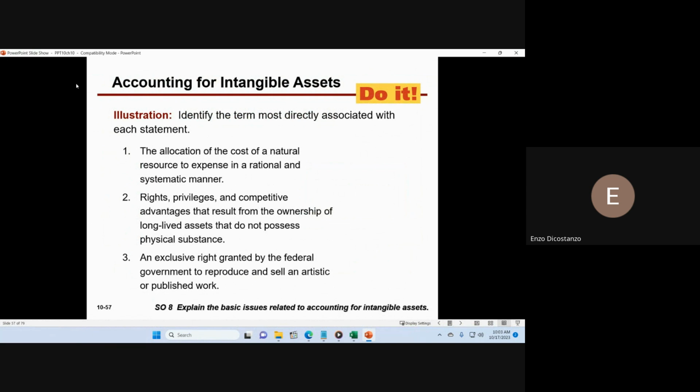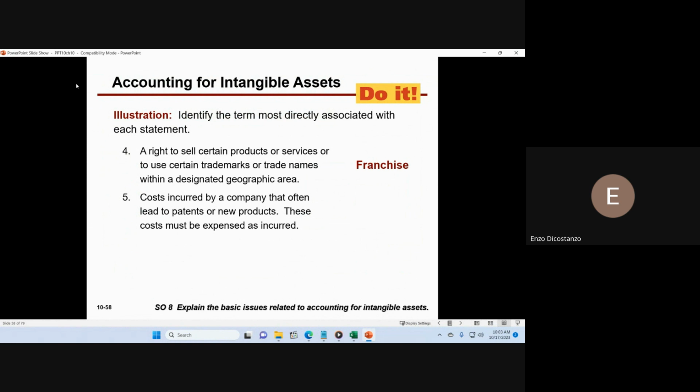These are some questions here. It says identify the term most directly associated with each statement. The first one is depletion, allocation of the cost of natural resources. Rights, that's obviously intangible assets. Exclusive rights granted by the federal government to sell artistic or published work, that's a copyright. An intangible asset is a competitive advantage from a long-lived asset that doesn't possess physical substance. A right to sell a franchise or services or use certain trademarks or trade names is a franchise. Costs incurred by a company are research and development costs. These are just a couple of questions, so keep all those terms in mind.